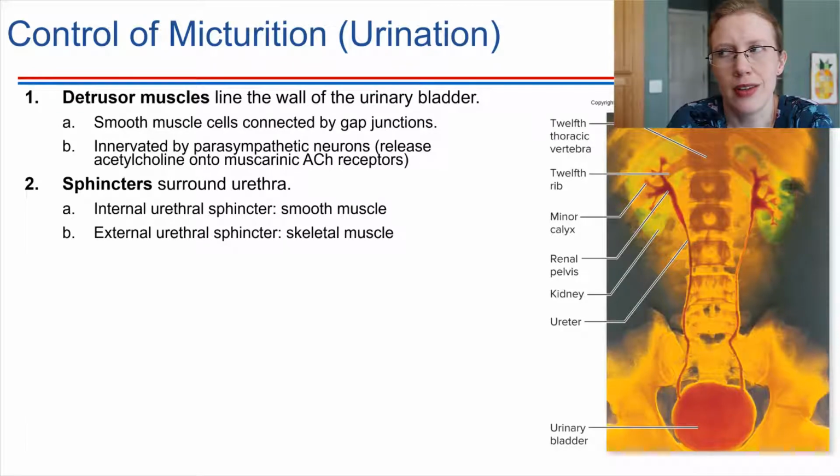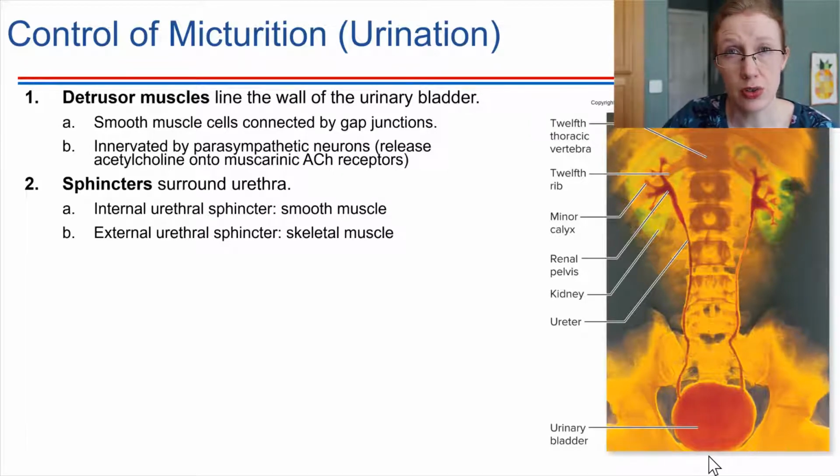So what is it that keeps urine from just coming out all of the time? Well, that's due to the fact that we have sphincters. We've got this detrusor muscle that lines the whole urinary bladder, but then there are sphincters down at the opening, and when those sphincters are closed, it doesn't let urine come out.